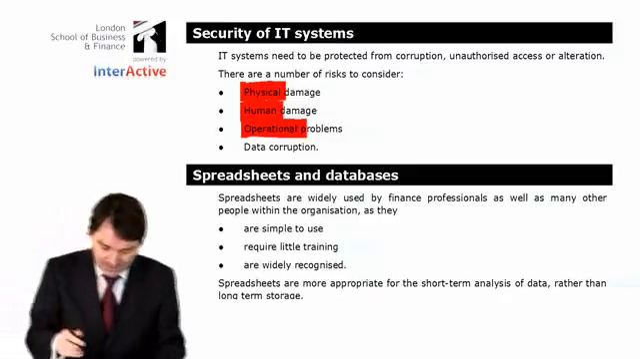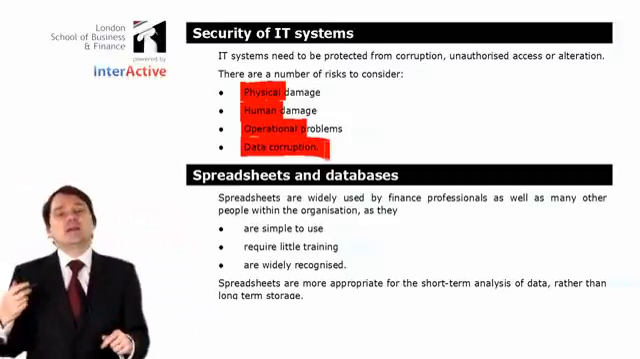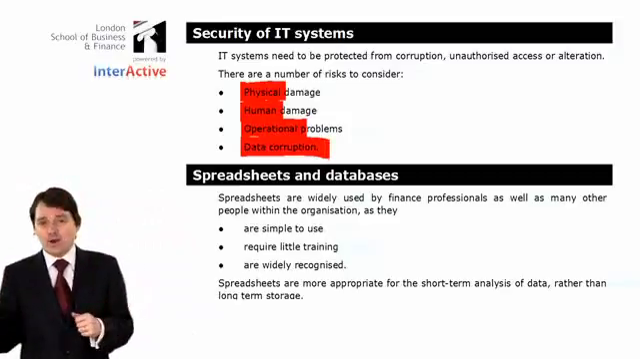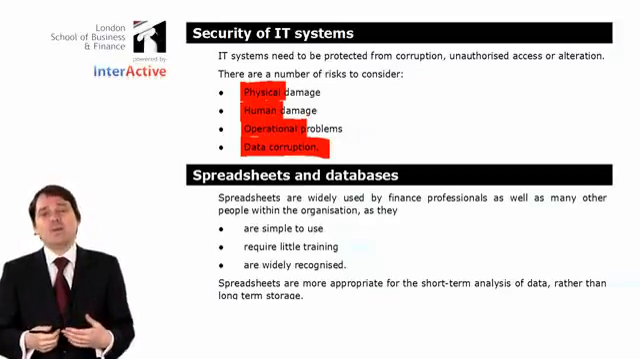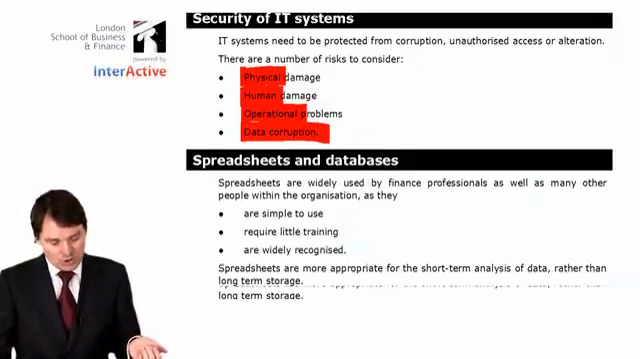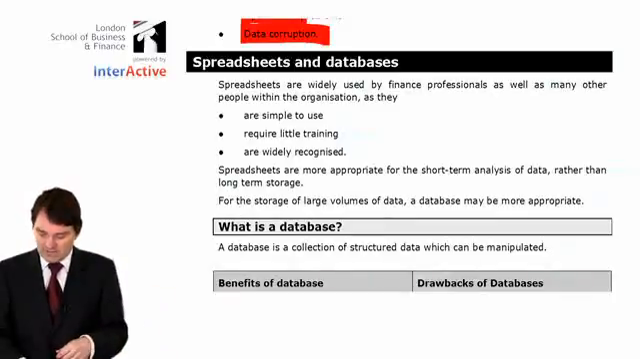And finally, data corruption. Again, what we're talking about there is we've got our data which has somehow perhaps been altered or perhaps has just disappeared. So it just is no longer there. We may have somebody who's hacked into our system and changed the numbers, or perhaps has erased them. There is no information left at all.